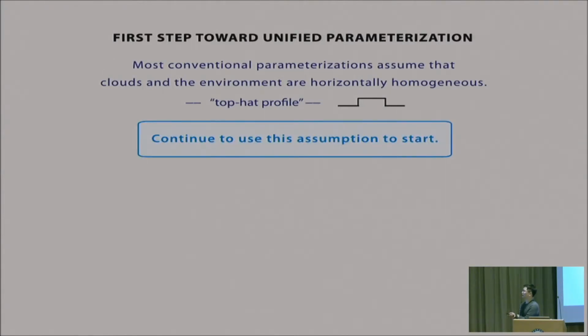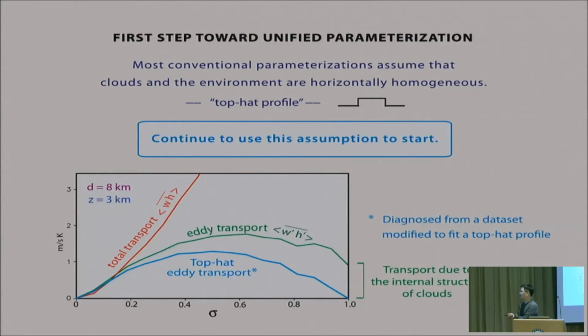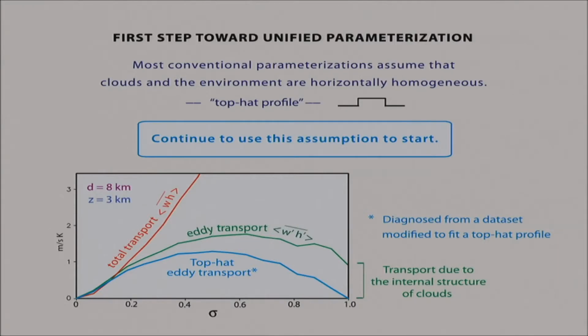This is actually the assumption used in all conventional parameterizations. Here we are looking at a plot slightly different from our previous one, because we changed the axis from the horizontal grid size to the area covered by the convective clouds. We think this problem is not limited to just the changing of the resolution. It's actually the changing of the fractional convective cloudiness. I'm going to explain how we come up with this figure later.